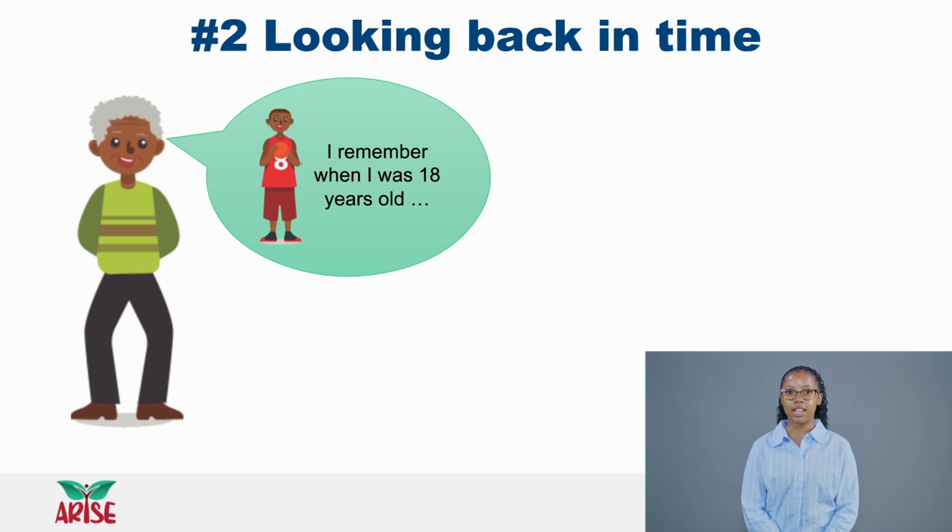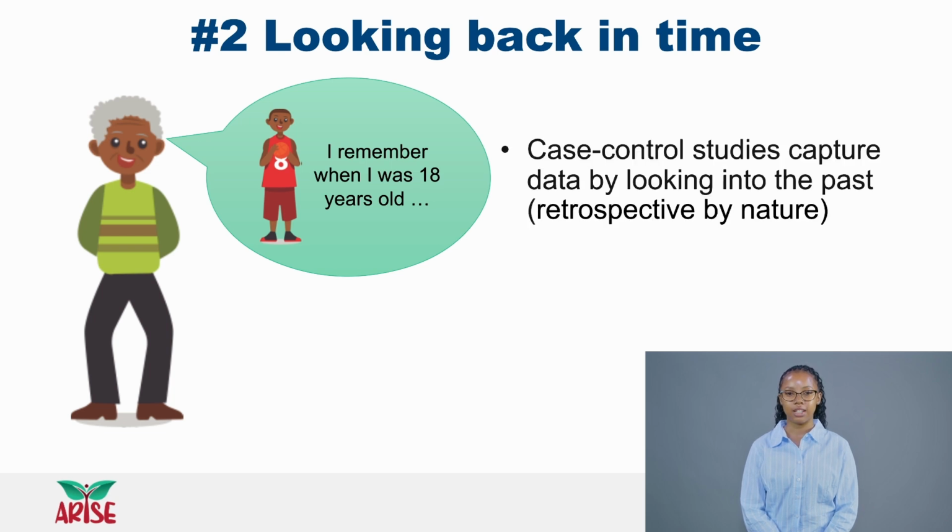This is the second key feature of a case control study. Case control studies capture data from looking into the past. Just by nature, they are retrospective because the outcome, let's say schizophrenia, has already happened. You select your cases based on this outcome, and you select your controls based on them not having this outcome. In this example, not having schizophrenia.